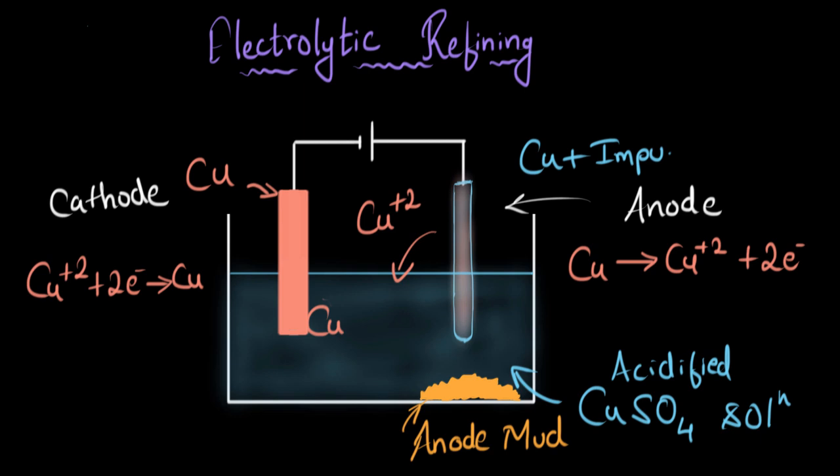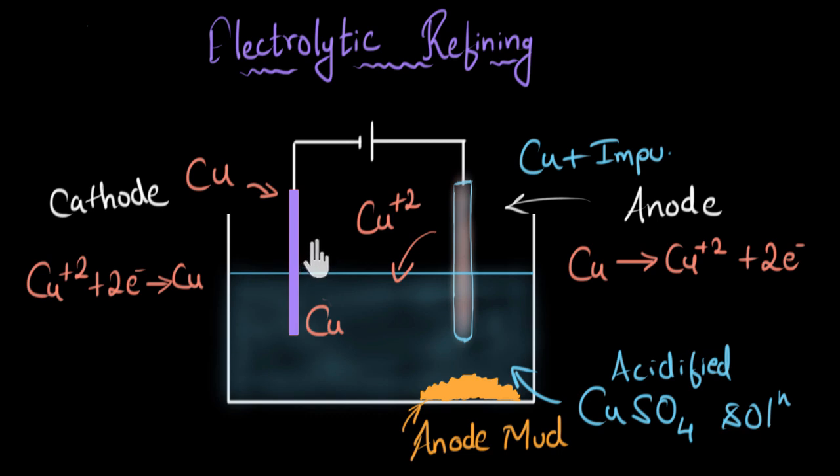So let's try. My first question is, if I make the cathode of another element and not of the element that is getting refined. See over here, I made the cathode of pure copper, right? But what if instead I made it of carbon? What would happen in that particular case? Pause the video and think about this yourself.